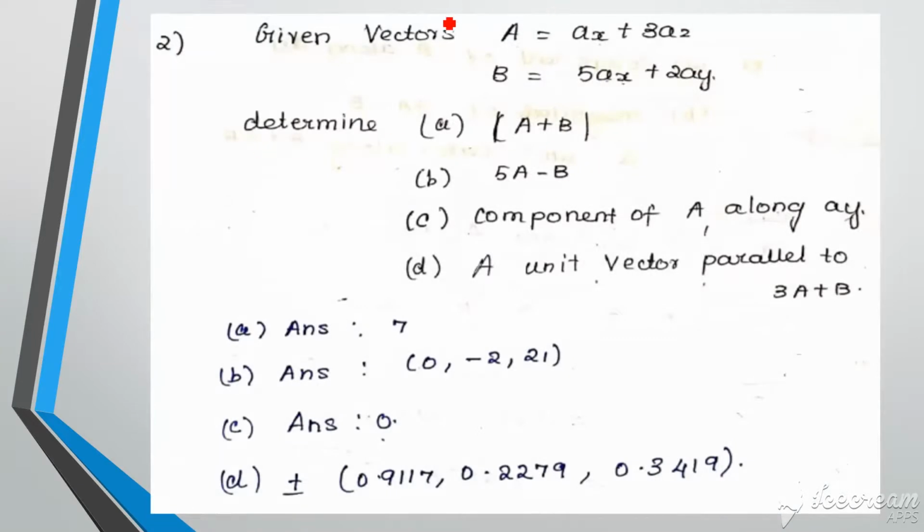So next one: given vectors A and B, A = ax + 3az, B = 5ax + 2ay, determine mod of A plus B, 5A minus B, component of A along ay, and unit vector parallel to 3A plus B. So these are the answers given. Please try to solve this problem.